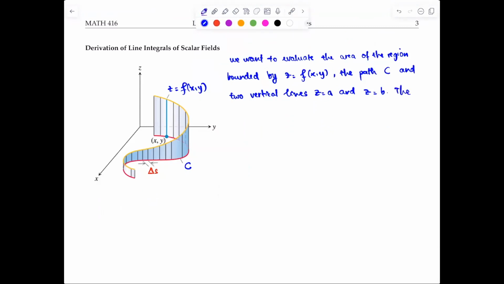Then the area of the regions is approximately equal to, so you have A approximately equal to f of x sub i comma y sub i times delta s sub i. Give me a little bit of space here so that we can include summations later.